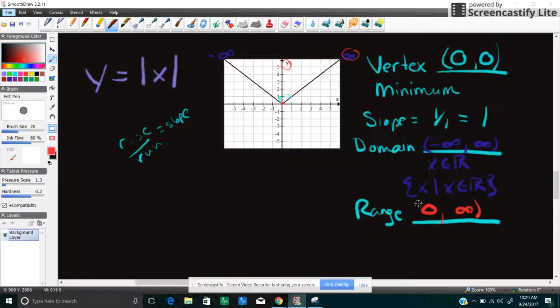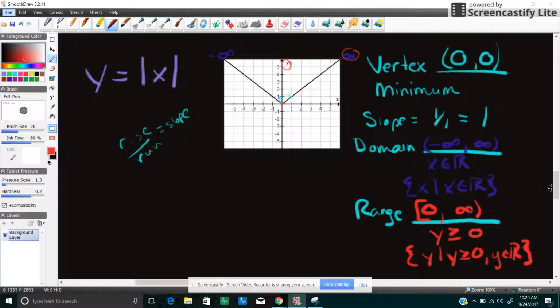The range is going to have a bracket here for 0 because there is an actual point there. If I wanted to write this algebraically, I could say that y is greater than or equal to 0. Likewise, in set notation, I would say y such that y is greater than or equal to 0, and remember that y belongs to the real numbers. And that's pretty much our parent function for absolute value.